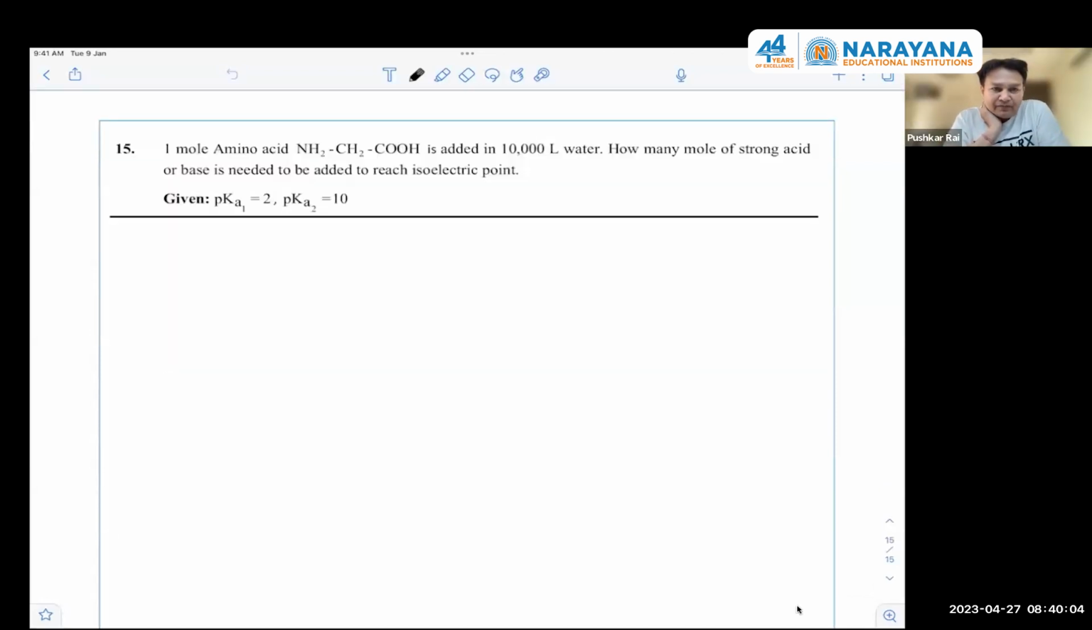So, 1 mole of amino acid NH2CH2COOH. It's a hypothetical question because I don't know the correct pK1 and pK2 of glycine, but I've chosen it where pK1 is close to 2 and pK2 is close to 10. It is added to 10,000 liters of water. How many moles of strong acid or base need to be added to reach the isoelectric point? That is one challenging question you have.